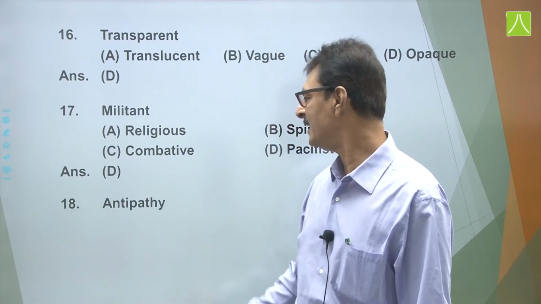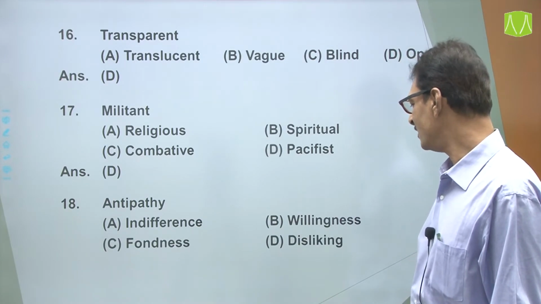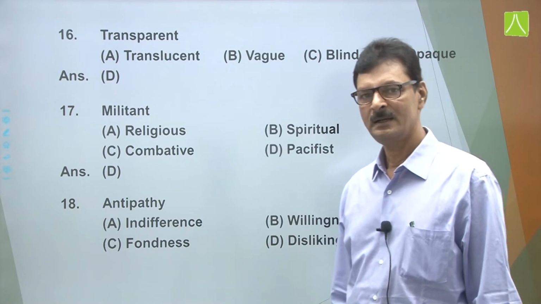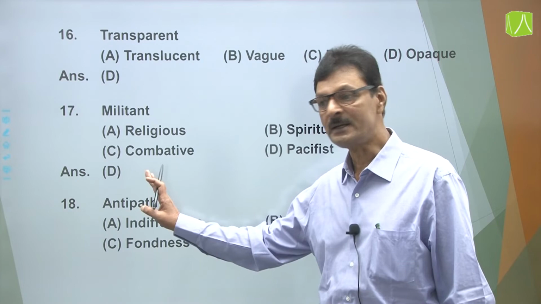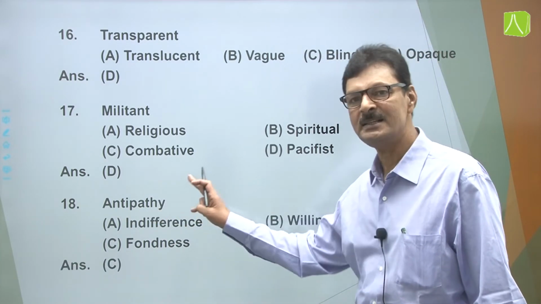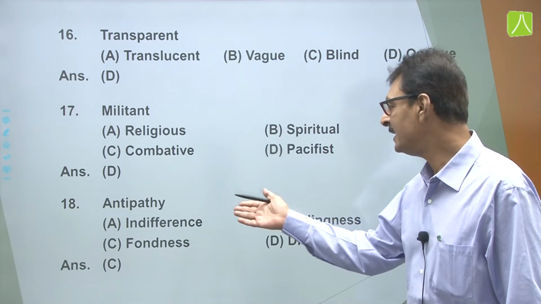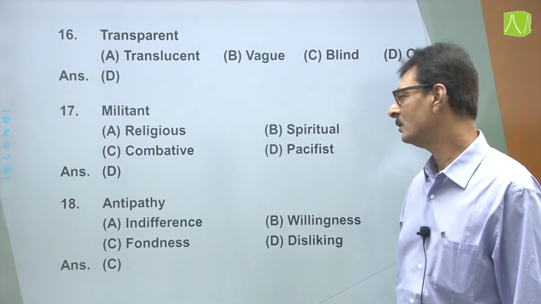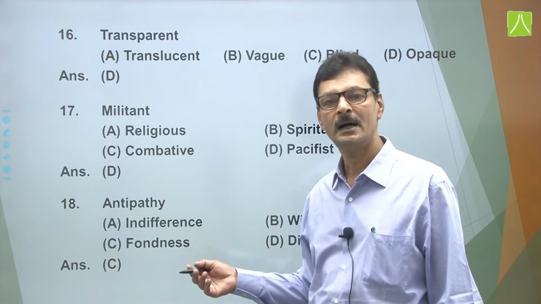Next one, antipathy, indifferent, willingness, fondness or disliking. What is antipathy? Anti से word आ रहा है, opposite, not liking. Opposite will be C, that is fondness, liking. So antipathy is disliking. ये इसका synonym है. Willingness and indifference have nothing to do this word. And the correct option as antonym for the word antipathy is fondness या liking.